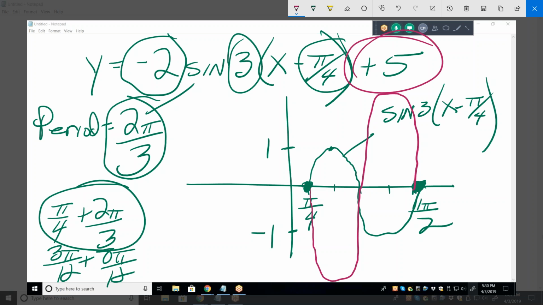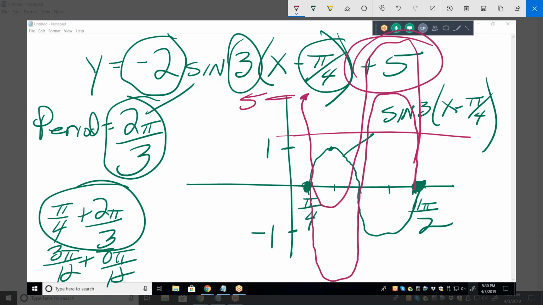Vertical shift of 5. So I'm going to go up to 5, and I'm going to start the curve right there. And so it's going to look something like this. In other words, the new horizontal line of symmetry is at y = 5. But that's pretty much the way you handle graphing sinusoid functions.